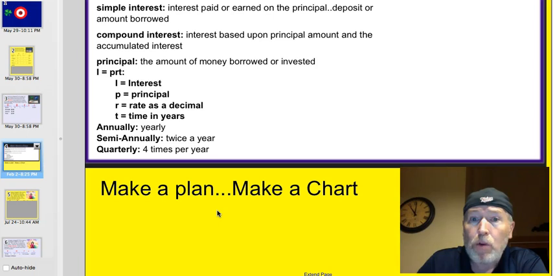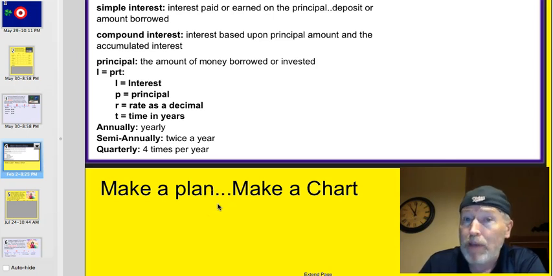All right, well, let's go back to Casey's example. We said he was borrowing the money for 4 years and it was going to compound yearly. So that meant I was going to have to make 4 calculations. That's my plan. I'm going to make 4 calculations, and of course you're going to make a chart.